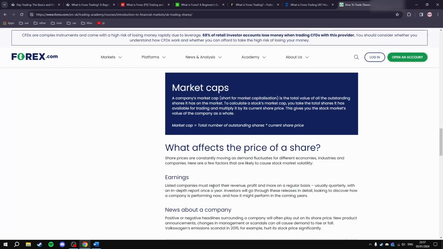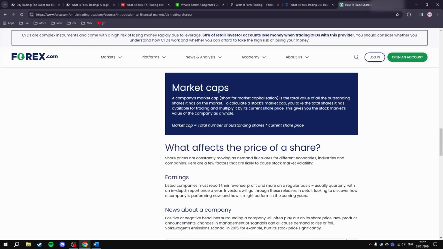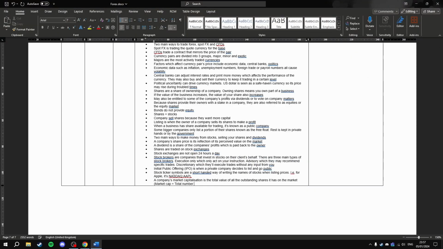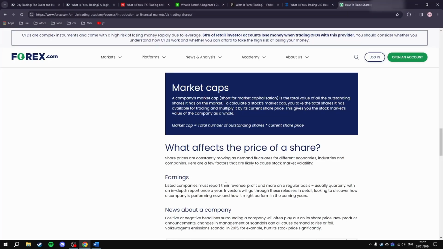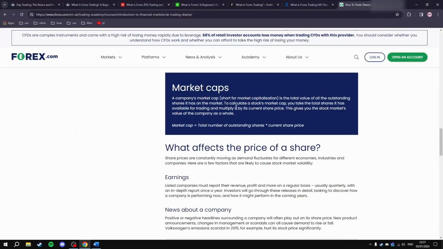To calculate a stock's market cap, you take the total shares available for trade and multiply by the current share price. So market cap is equal to outstanding shares times the price of each share, right? Current share price, yep.